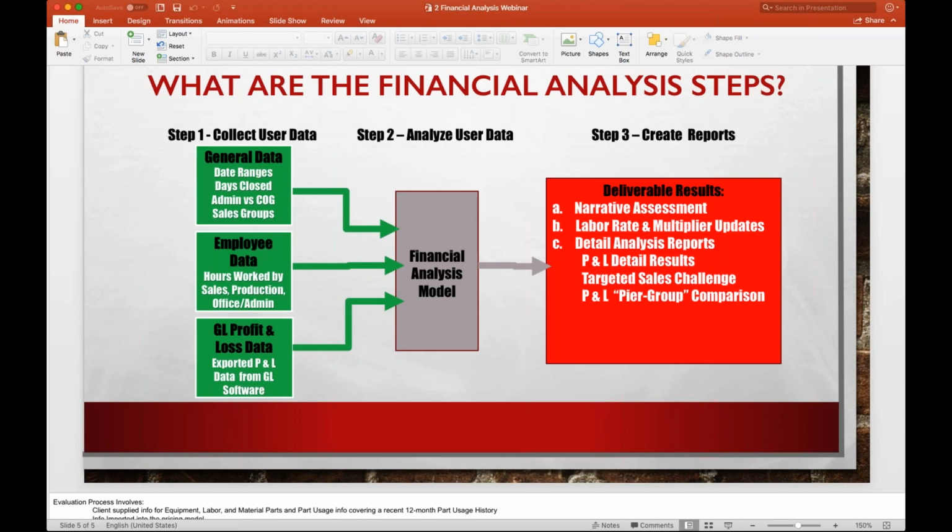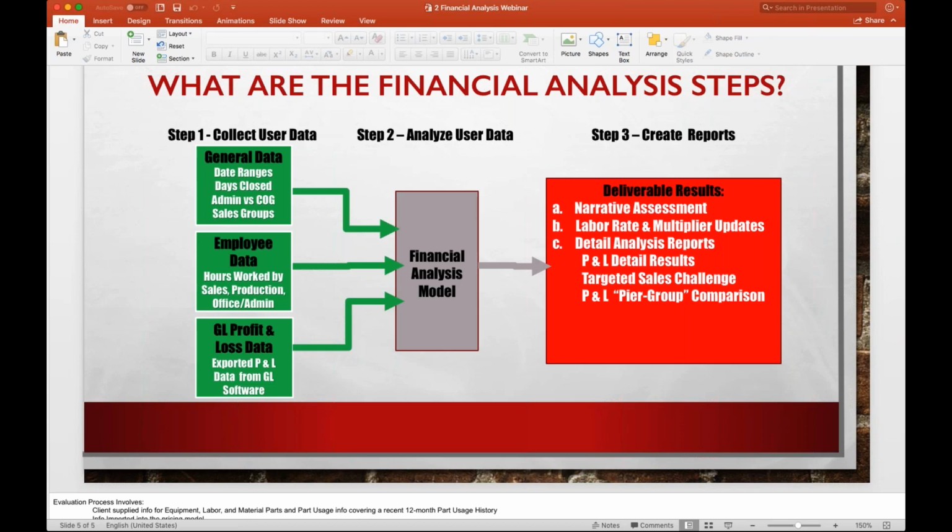Then we're going to gather some employee information. The number of hours that a person works in the production area or in the sales area or office and administrative area. We need to be able to determine the full-time equivalencies by these various areas, because that's going to help determine how the labor rates and the overhead rate is calculated. That is all imported into the model.